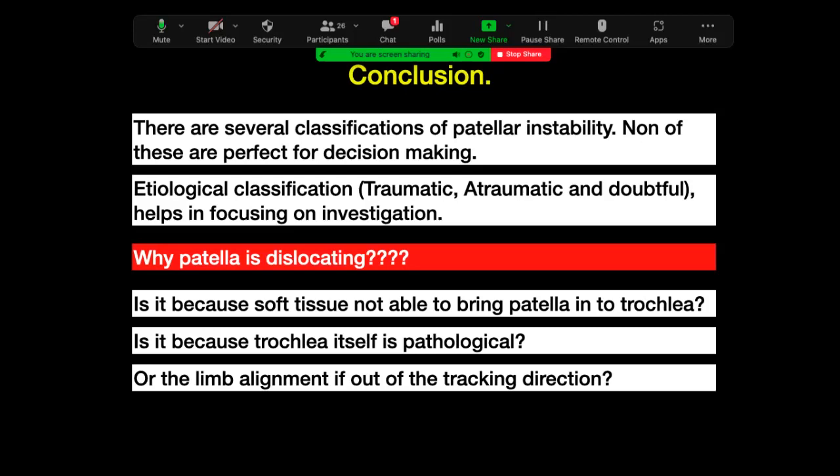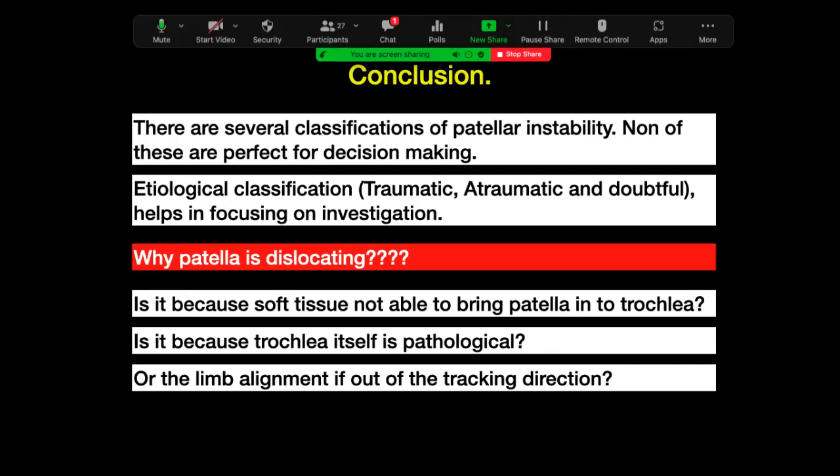If it is traumatic, your investigation goes in the line of identification of the MPFL. If it is atraumatic, then you have to identify probably the alignment issues, rotational issues, trochlear dysplasia. And in doubtful cases, I always do an extensive investigation so that I identify the cause of dislocation. Why is the patella dislocating? It's a very important question to ask every patient.